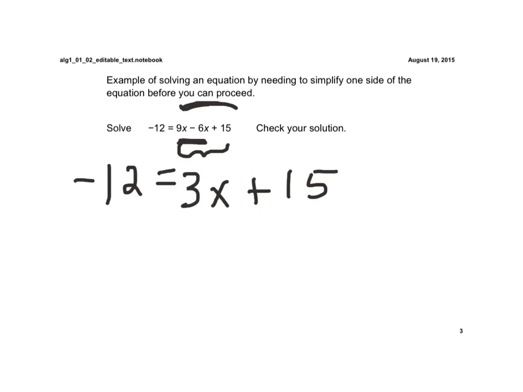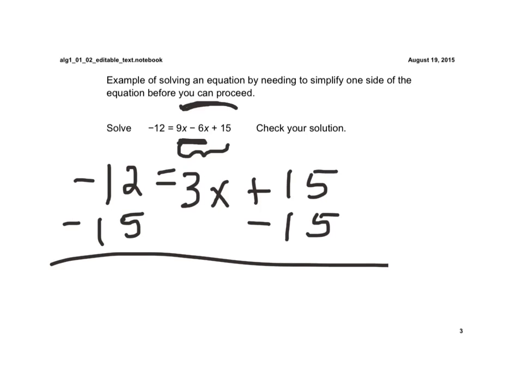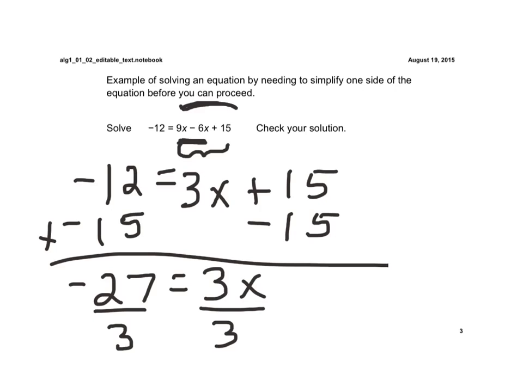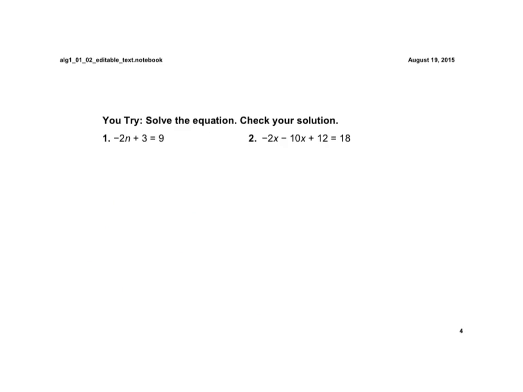Again, this is just a two-step equation. We have to get rid of the constant first, so we're going to subtract 15 from each side. Remember, if the signs are the same, because we're adding here, we add and keep, so that's a negative 27 equals 3x. Now we solve this by dividing both sides by 3, and we get x is equal to a negative 9. Remember, the answer is negative, as a negative divided by a positive is a negative.